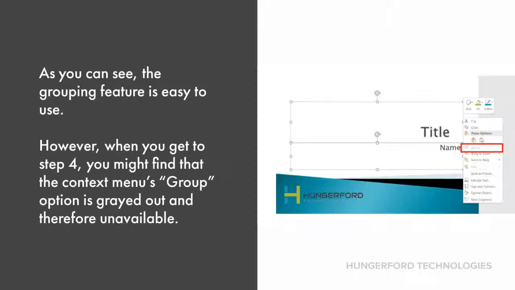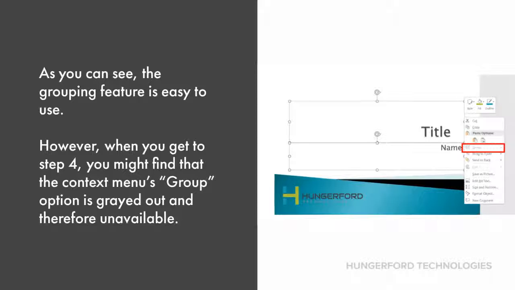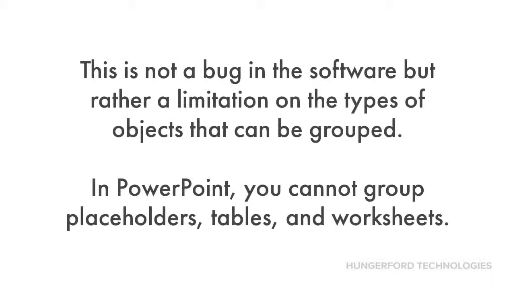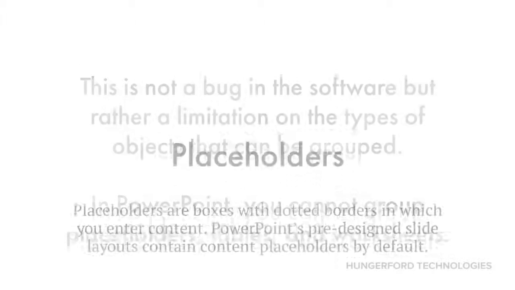However, when you get to Step 4, you might find that the context menu's Group option is grayed out and therefore unavailable. This is not a bug in the software, but rather a limitation on the types of objects that can be grouped. In PowerPoint, you cannot group placeholders, tables, and worksheets.